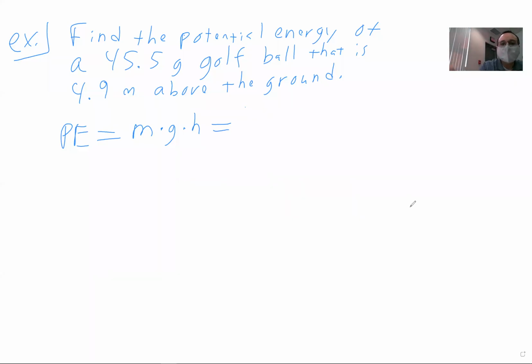So we're looking for potential energy, right? We're looking for potential energy. And so we know the potential energy is equal to mass times gravity times height, okay? And so the mass in this case is 45.5 grams. We're going to move to kilograms because we want to be able to use joules. So you divide by 1,000.